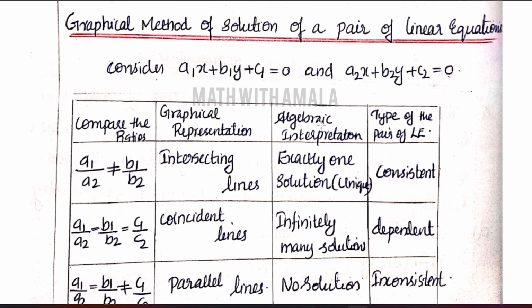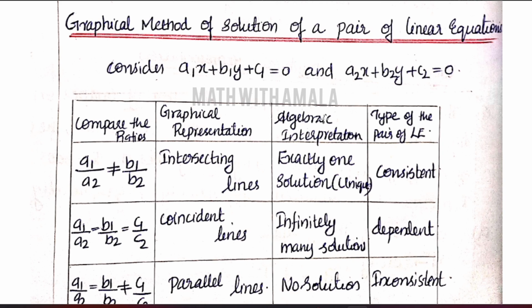Graphical method of solution of a pair of linear equations. For that, you have to consider a pair of linear equations and compare the ratios: a1 by a2 not equal to b1 by b2. That means its graphical representation will be intersecting lines, and the algebraic interpretation will be exactly one solution. The number of solutions is only one, it is unique, and the type of the linear equations is consistent.